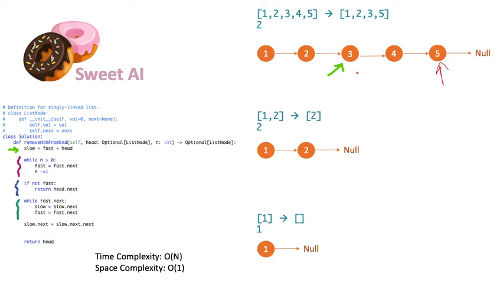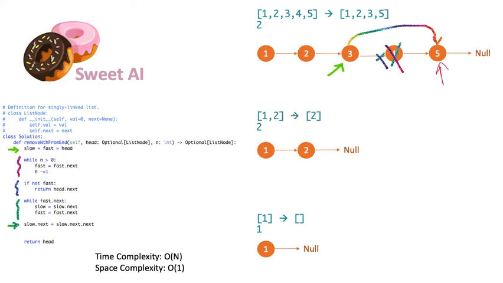Now, as you see, we know that the slow pointer is pointing to the node that we needed to delete. So we are going to move the pointer from pointing to the node that needed to be deleted to the one after that, right? And this is how we do it. We are going to say slow.next is equal to slow.next.next. So let's go through this example.